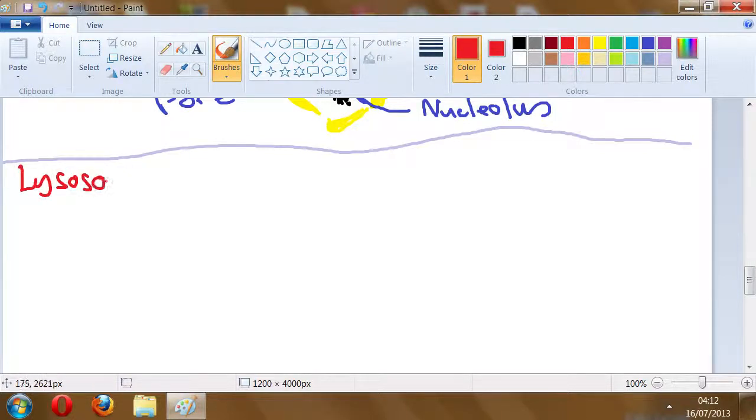Now lysosome. Now you recall that we didn't draw these in the plant cell. We did draw them in the animal cell. So, something to note.